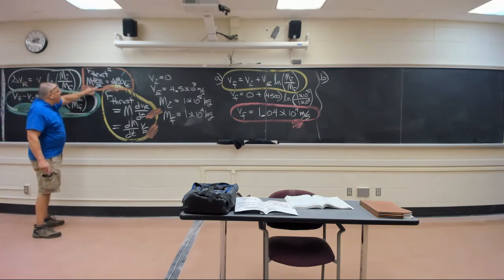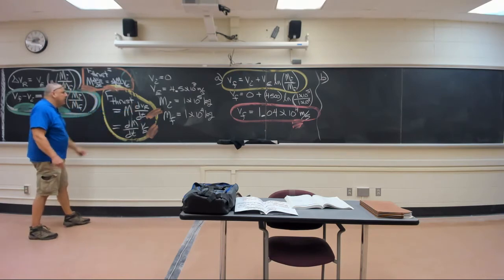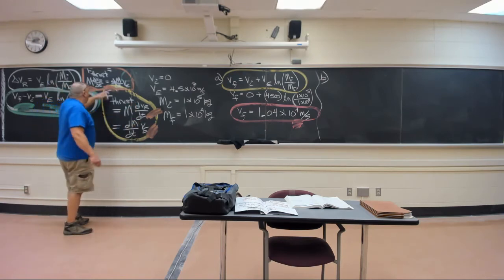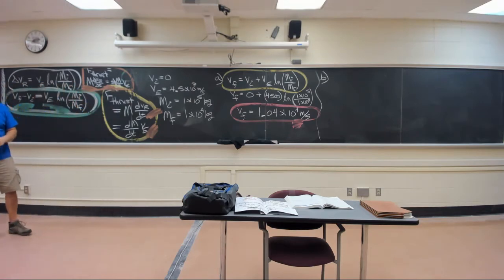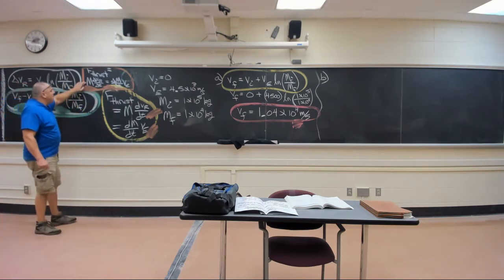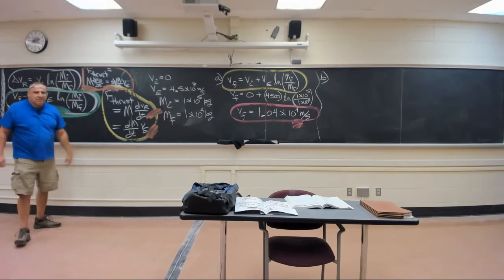Delta VR over delta T is completely analogous to dVR over dt. dVR over dt and delta VR over delta T are completely analogous to one another. This M, let's just stay here. This M, delta VR over delta T, is a constant.